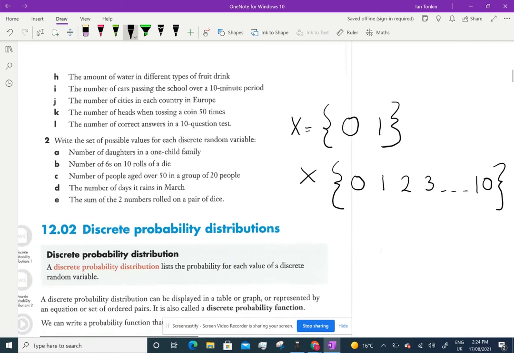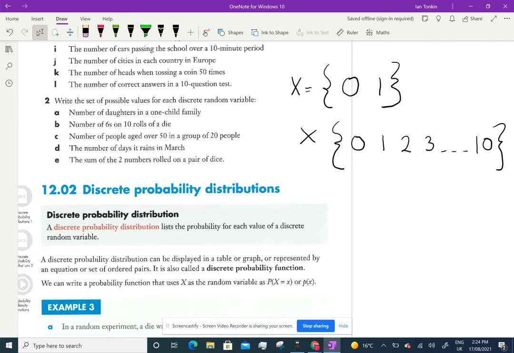The number of people aged over 50 in a group of 20 people. Well, I could have no one aged over 50. I could have 1. I could have 2. I could have 3, all the way up. All 20 of a group of people could be aged above 50.